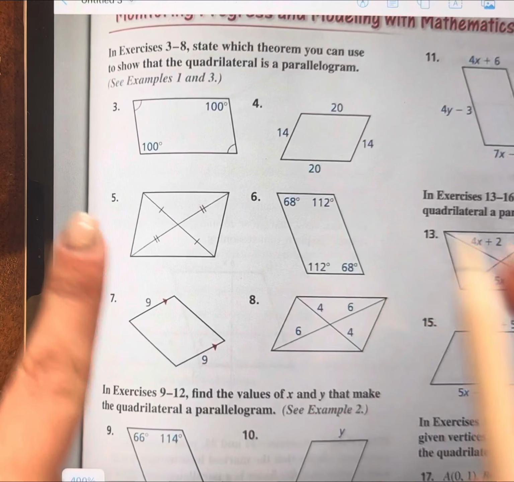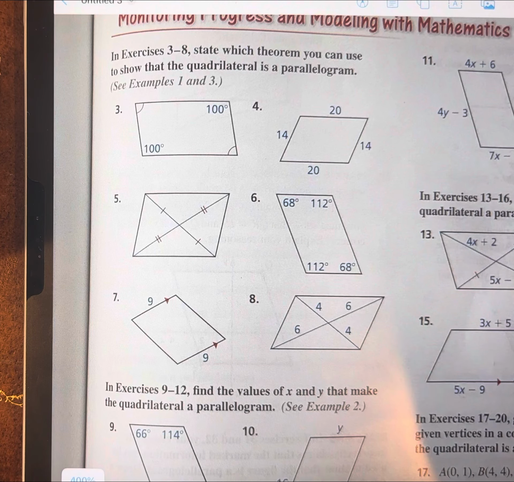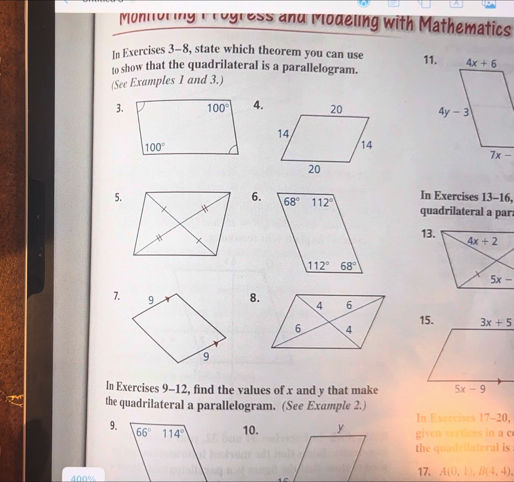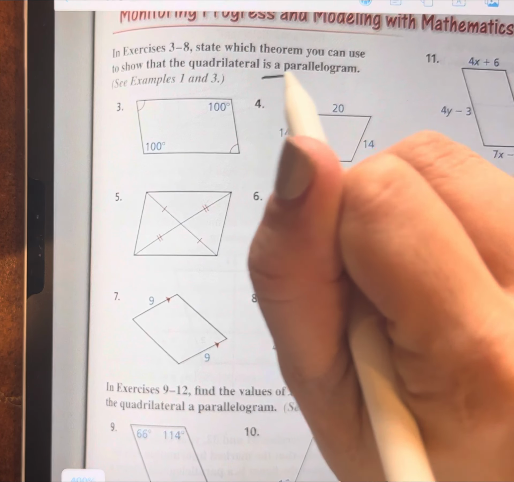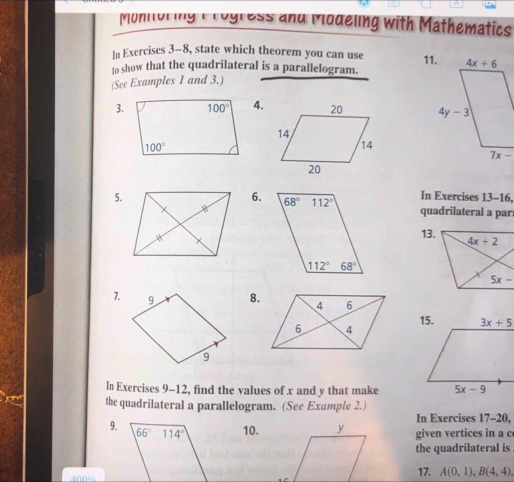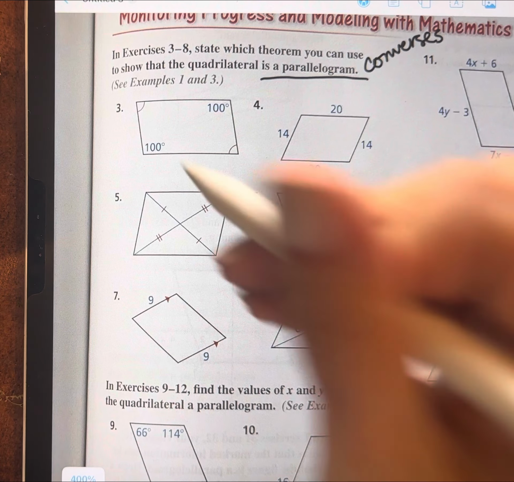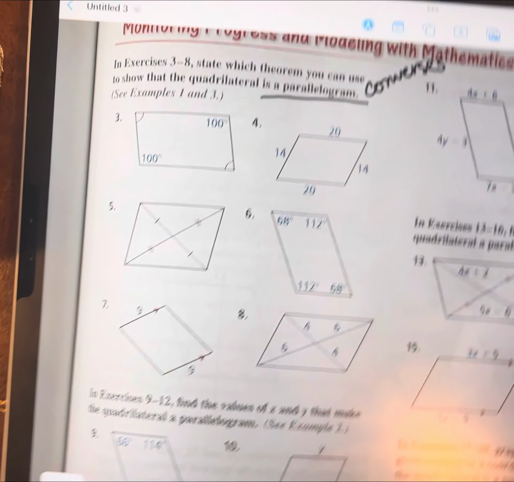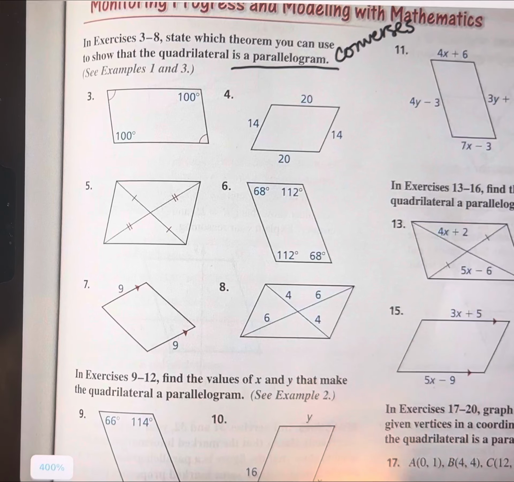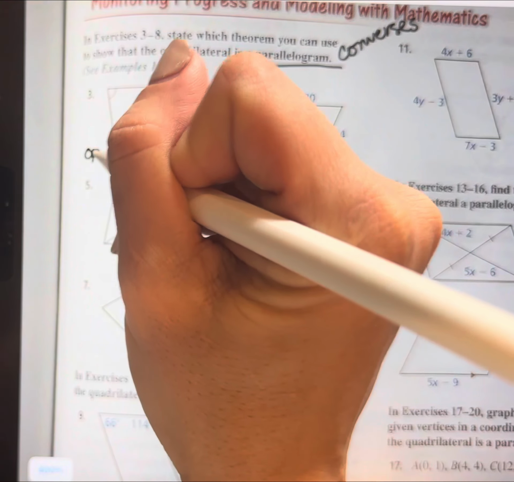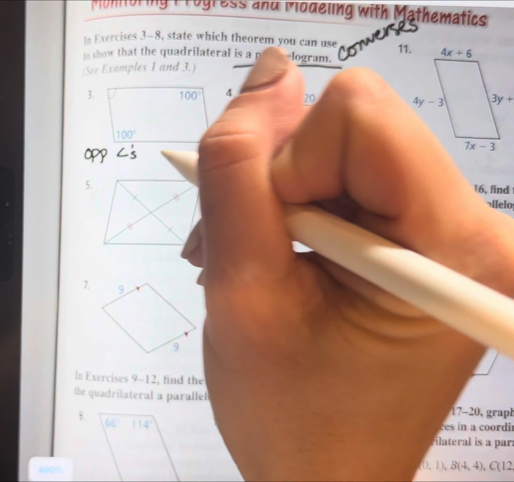So that's how we can be sure that this is a parallelogram, because opposite angles are congruent, okay? And so whenever we work backwards to say something's a parallelogram, that's the converses. So in this particular one, it's going to be the opposite angles converse.